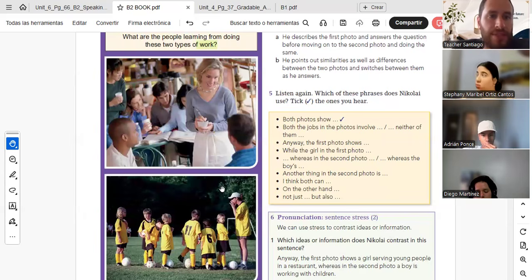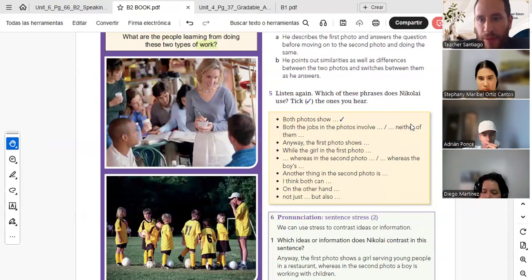Then, but also there are some differences. For example, in the first one, the waitress is working alone. As Diego mentioned, she is developing skills that will be useful just for her. And in the second one, the other woman is teaching abilities to the children. She's a coach. She's teaching how to play football, teamwork, whatever. See? So first of all, describe the images using present continuous and expressions like I think, I believe. And then start comparing them. Okay.